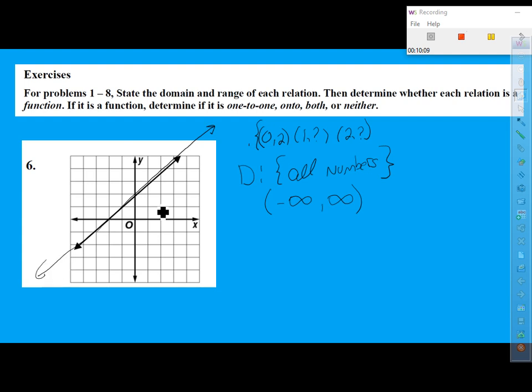forever. And you're thinking, well, wait a minute, Mr. Harris, that's up and down. My range is also negative infinity to infinity because it goes up forever and down forever. The domain went to the right forever and the left forever. Whenever it does that, it's the infinities.